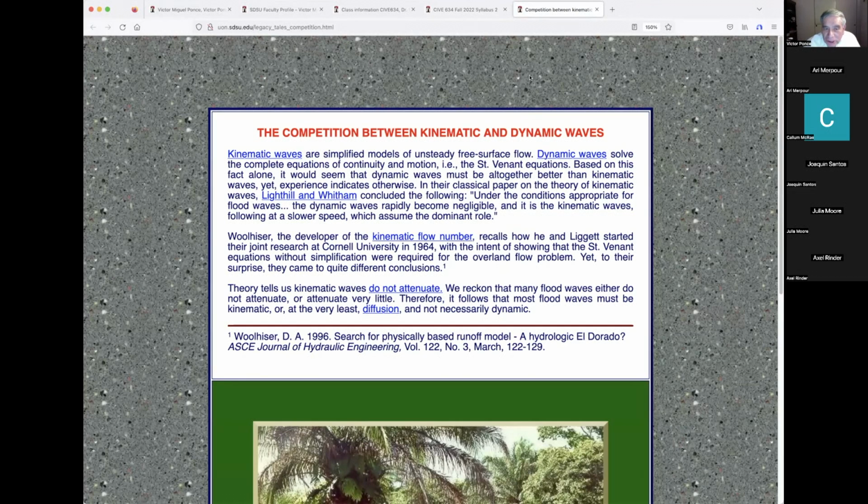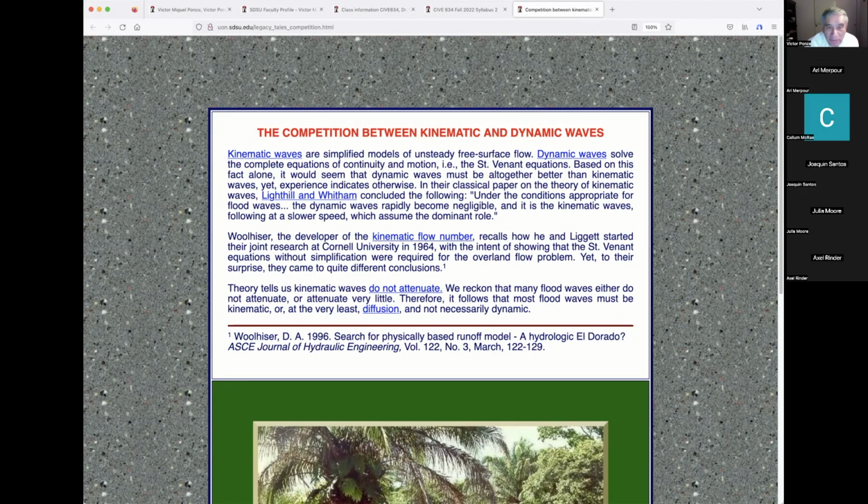The competition between kinematic and dynamic wave. Is there a competition? The answer is yes, totally and completely. I can tell you 10 stories on this because I lived through 40, 50, almost 50 years. But I'm not going to, I don't have the time. But you can search and look at my list of tales and you'll see a whole bunch of them dealing with the issue of kinematic vis-a-vis dynamic, okay? But there's one in here that is good.